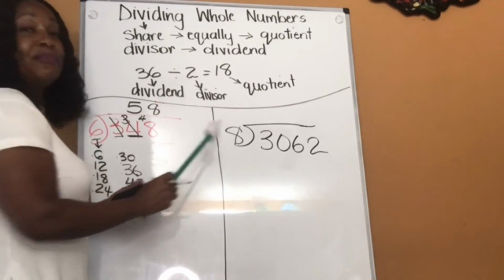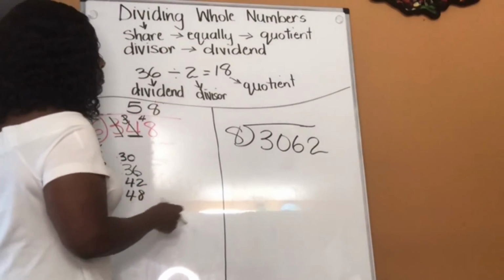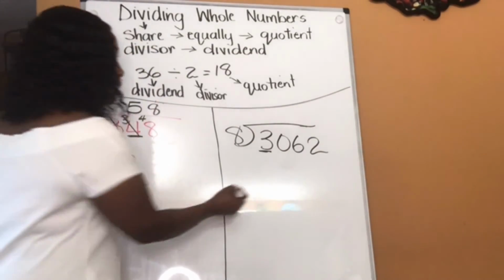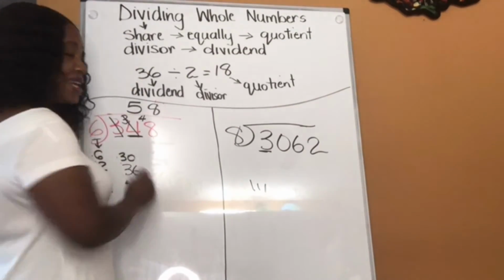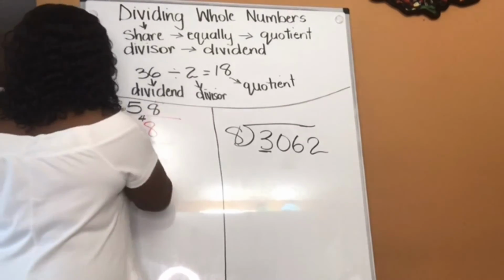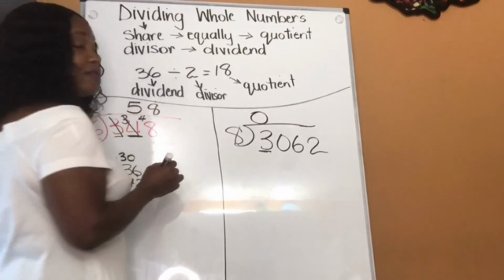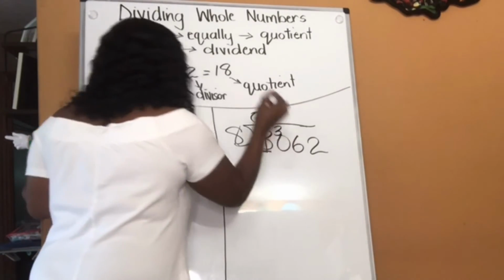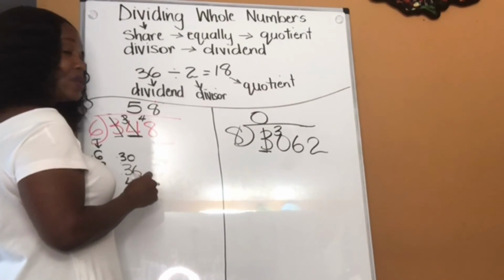3062 divided by 8. Same step. How many sets of 8 can I get from 3? If I have 3, I cannot get 8. So it means that I cannot get any set of 8 from 3. So I put a 0 there. I take out that 3, but I still have it, so I put it with the 0 now.